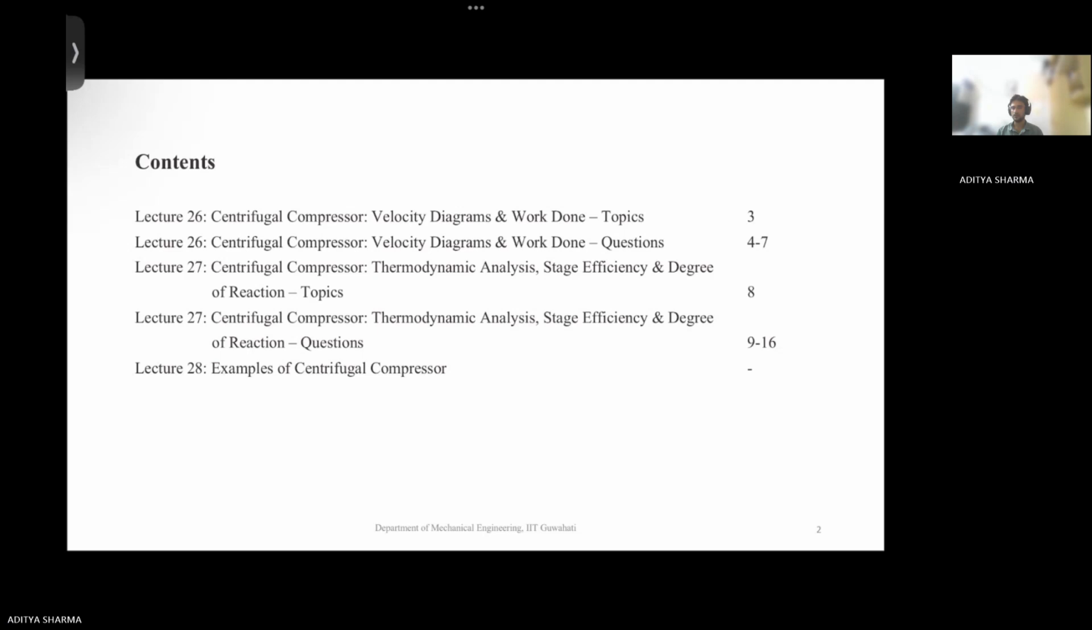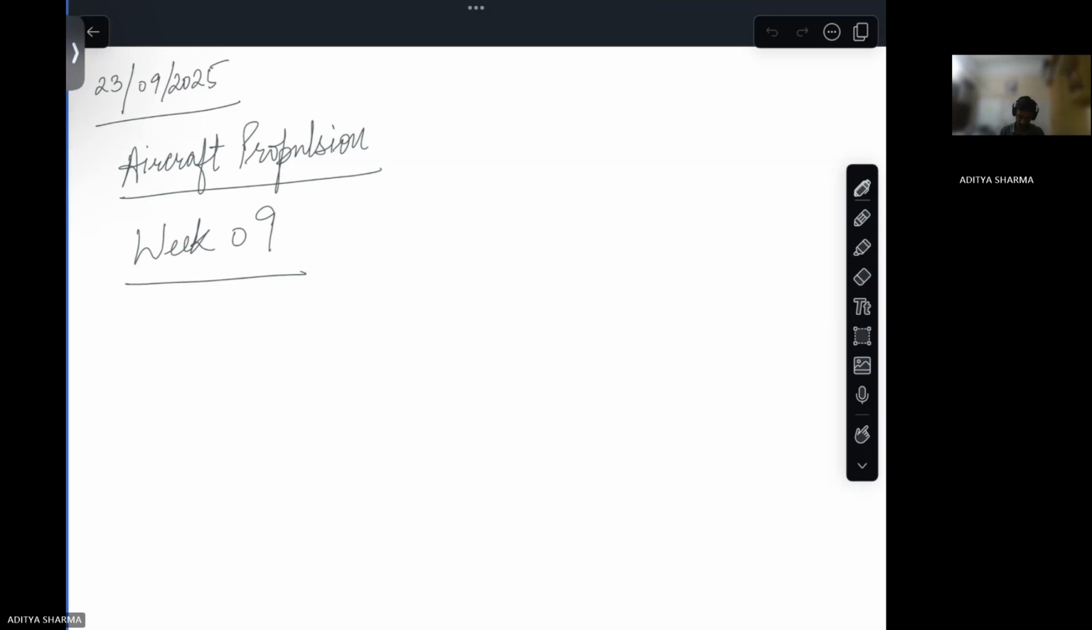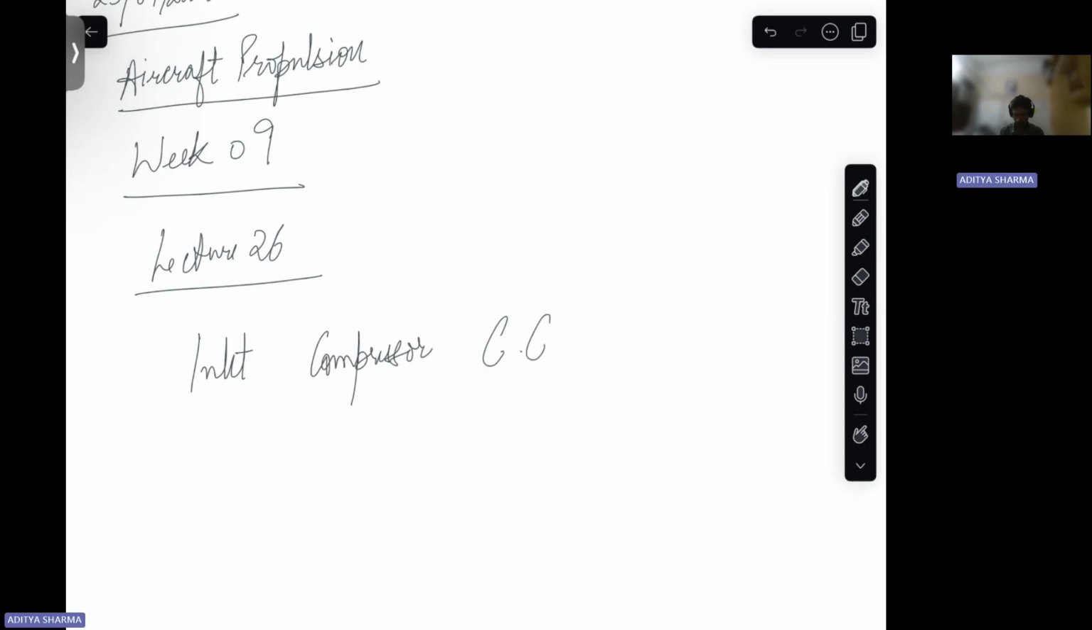So we have studied so far that in your gas turbine engines, you have inlet, then you have compressor, then you have combustion chamber, you have turbine, then you have nozzle. And in some cases, between turbine and nozzle, you have afterburner.